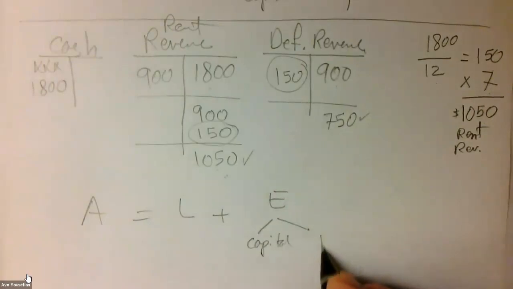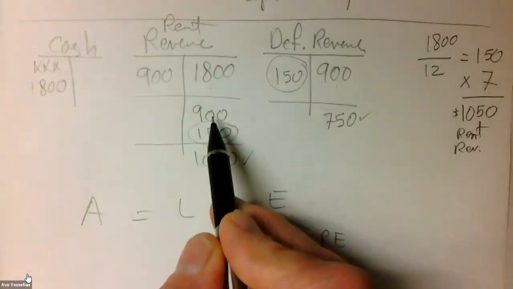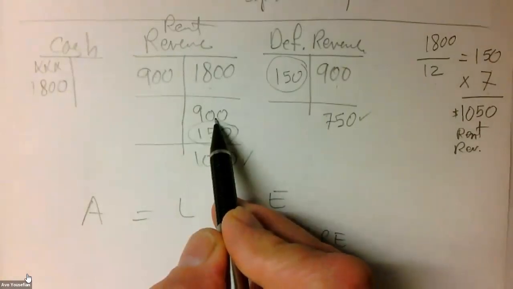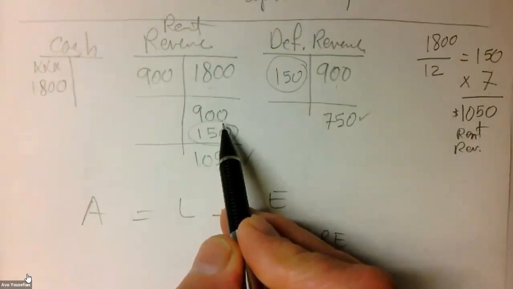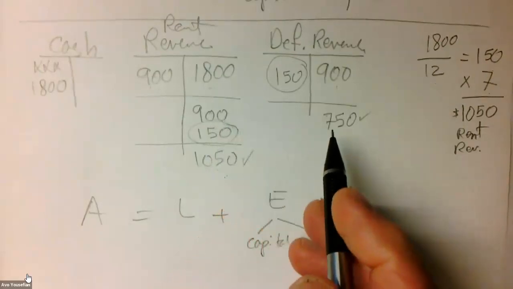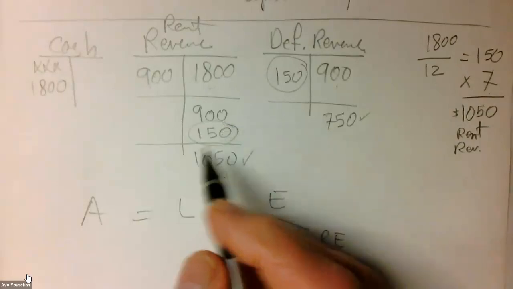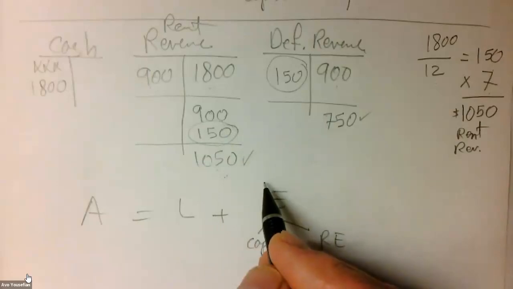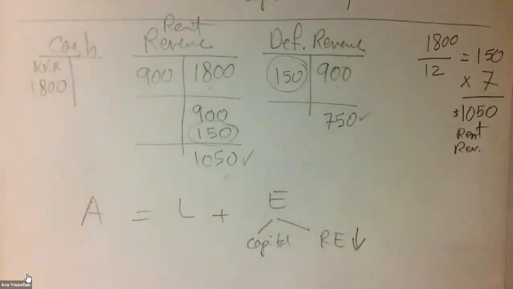Capital and retained earning, right? So if I don't record this, my revenue will be understated. If revenue is understated, that means net income is understated. If net income is understated, that means retained earning is understated by $150.